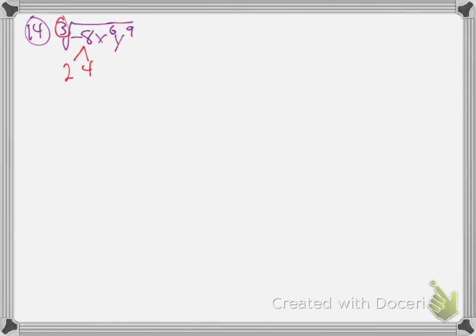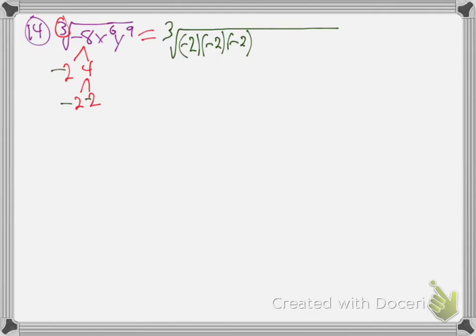So 8 is 2 times 4, and 4 is 2 times 2. And so then, let's break that all down. We have the cube root of, so that's going to be negative 2, negative 2. So we'll make those all negative. 3 negative 2's make negative 8, don't they? 3 negatives. And then break down the x's. We have 6 x's. 1, 2, 3, 4, 5, 6. And then y's, we have 9 y's. 1, 2, 3, 4, 5, 6, 7, 8, 9.